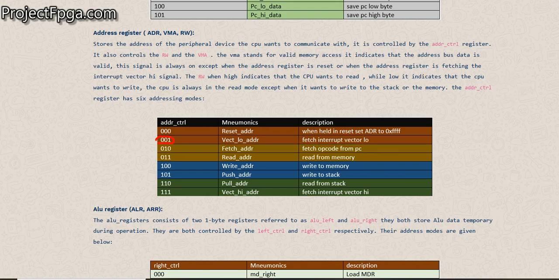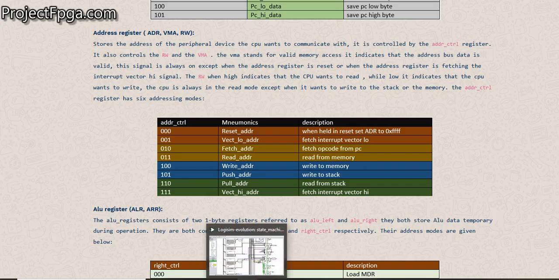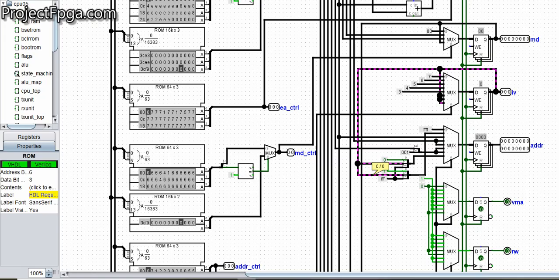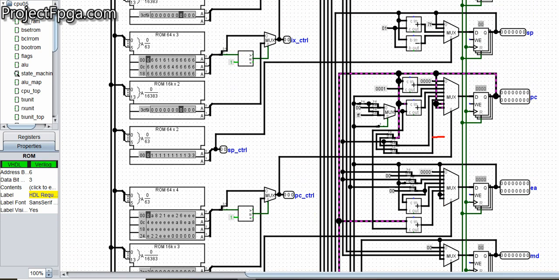Then again, the next one says when it's 01, fetch opcode from PC. Now let's see what it does, which is this next one here. Let me highlight it and see where the data is coming from. Now let's go up and see where it's coming from. It says fetch opcode from PC. Now you can see it's coming from the program counter.